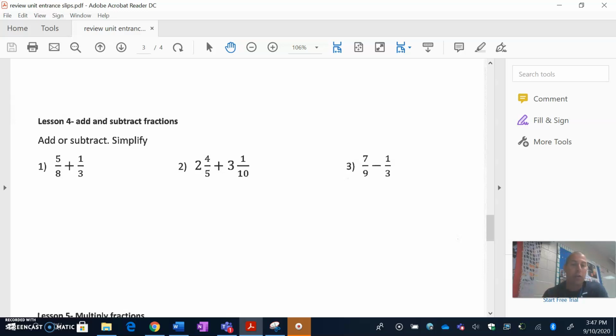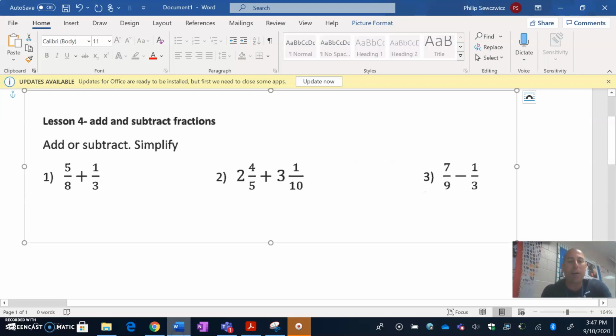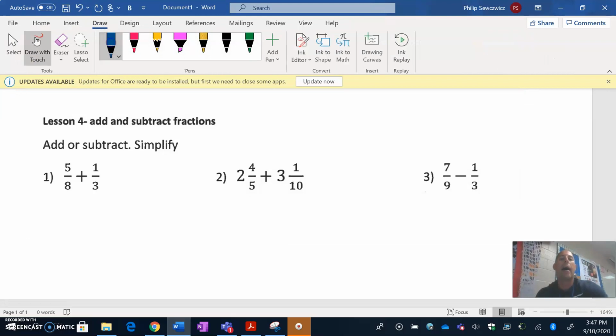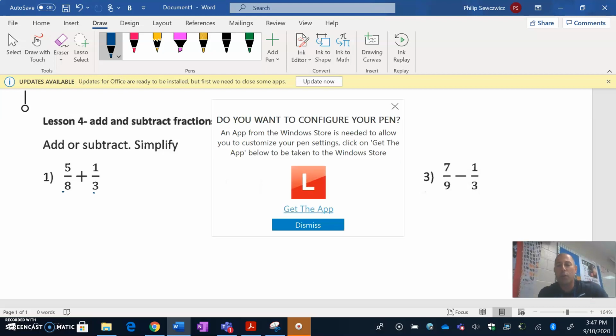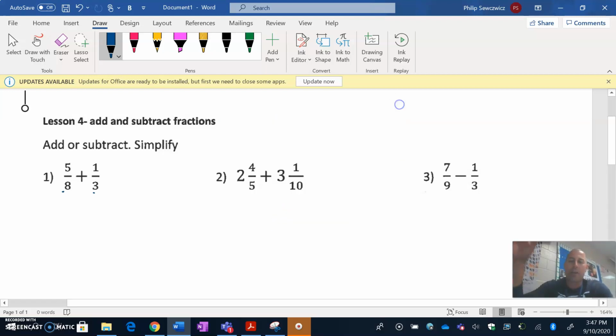If you did do your notes already, then we're ready to try some of these entrance problems. The thing we are keeping in mind is that in order to add or subtract fractions, you need a common denominator, which means the bottom number needs to be the same. When I look at question number 1, I see an 8 in my bottom number, and a 3 in my bottom number. Those are not the same numbers. Those are not common denominators, so we need to get some.